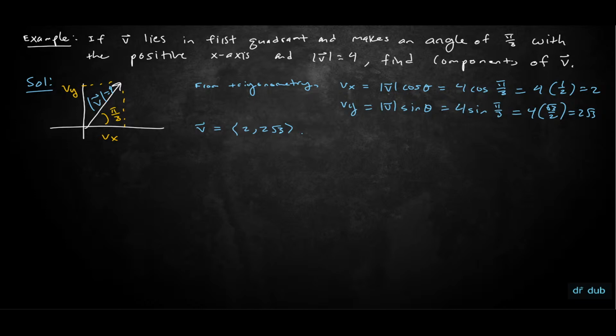So just using some trigonometry there to get the components given the magnitude and the direction angle. So that angle off the positive x-axis.